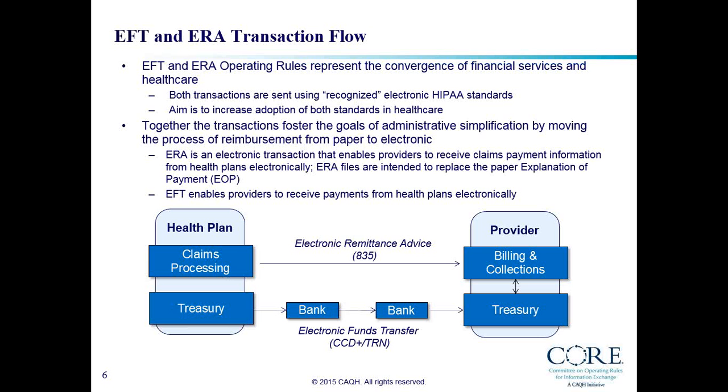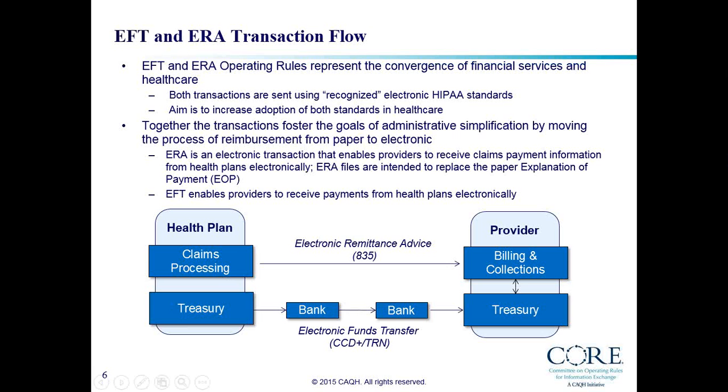The EFT, of course, is the money itself, the funds, the payment information. The ERA explains what those funds are, that is the remittance advice that describes what was or was not paid for with the funds. The difference from other administrative transactions is that the ERA is sent through EDI systems from the health plan to the provider. And you see that top arrow describes the path, electronic remittance advice from the claims processing of the health plan to the billing collections of the provider.